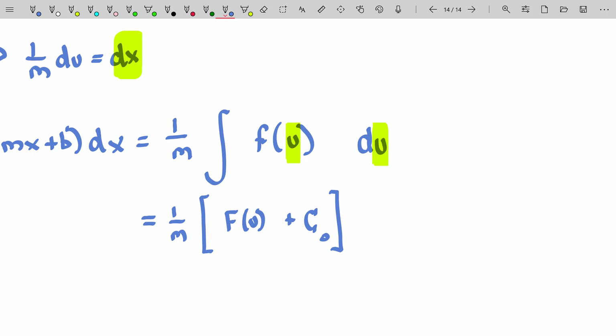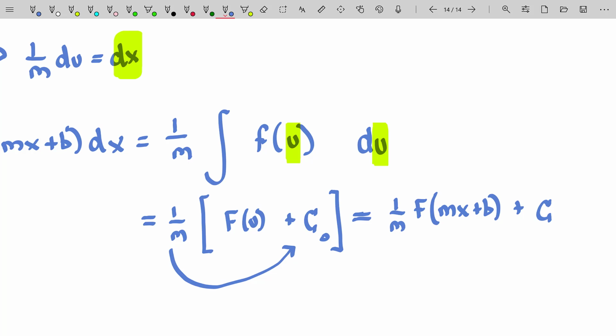And then what we're going to do is distribute the 1 over m through. Now I've run out of page here, so I'm going to go ahead and distribute to the right. I'll have 1 over m, capital F of u, but u is mx plus b, plus 1 over m times a constant. Well, what's a constant times a constant, but just another constant? So I'm just going to write that as the constant c. I've used c naught as a stand-in until I've finally glued together 1 over m and that c naught. That's a kind of inconsequential little move, but there you have it.